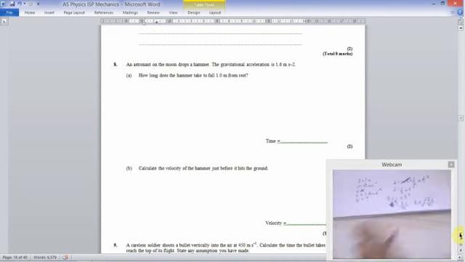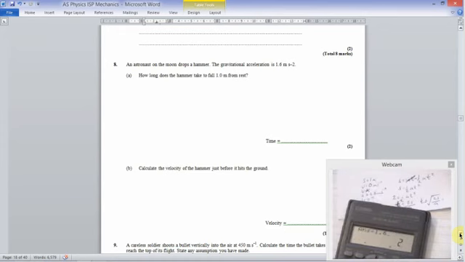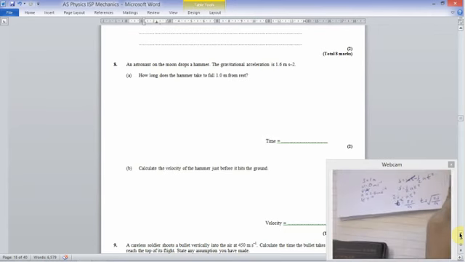Okay, so we'll whack that into the calculator. 2 times 1, so that's 2 divided by 1.6, so it's not 9.81. Common mistake, people write 9.81 there when they should put 1.6 in. So 2 divided by 1.6, and you want the square root of that. So that's about 1.12 seconds.